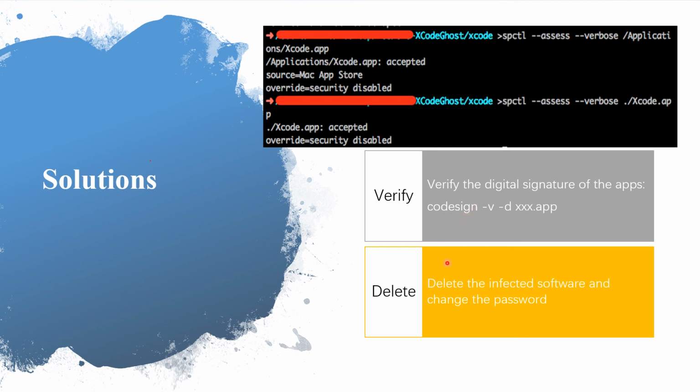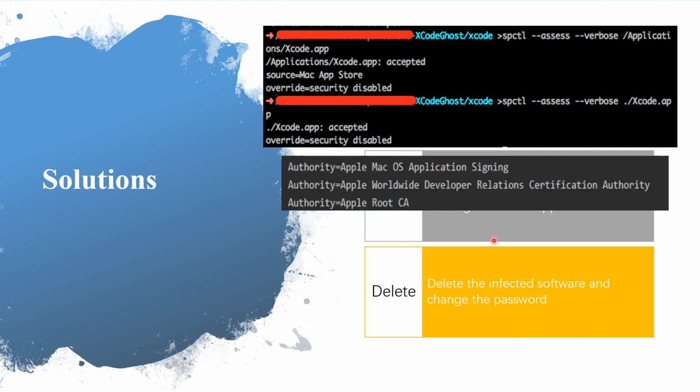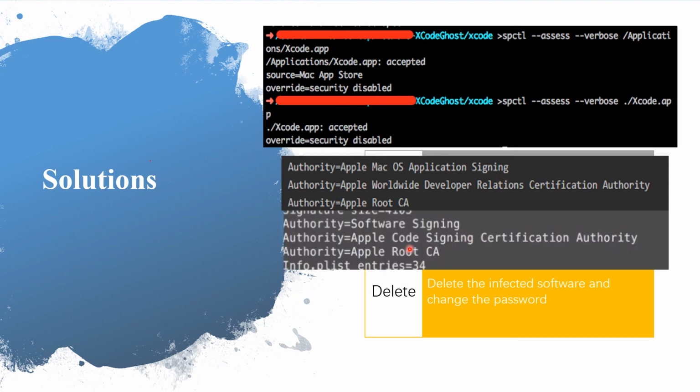The second step is to verify the digital signature of the app. Just enter codesign -v -d and the app name. If it shows the authority is Mac OS application signing, there is no problem with the software. If it shows the authority is software signing, then this software is infected with XcodeGhost. At the last, we need to delete the infected apps and change the password.